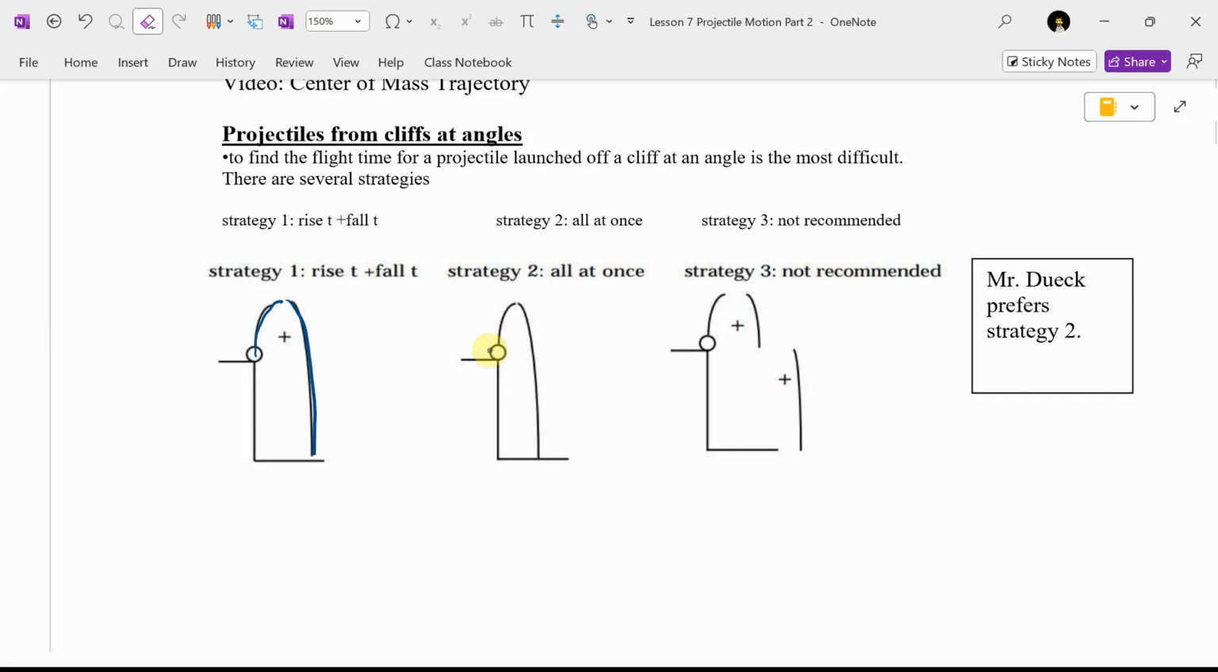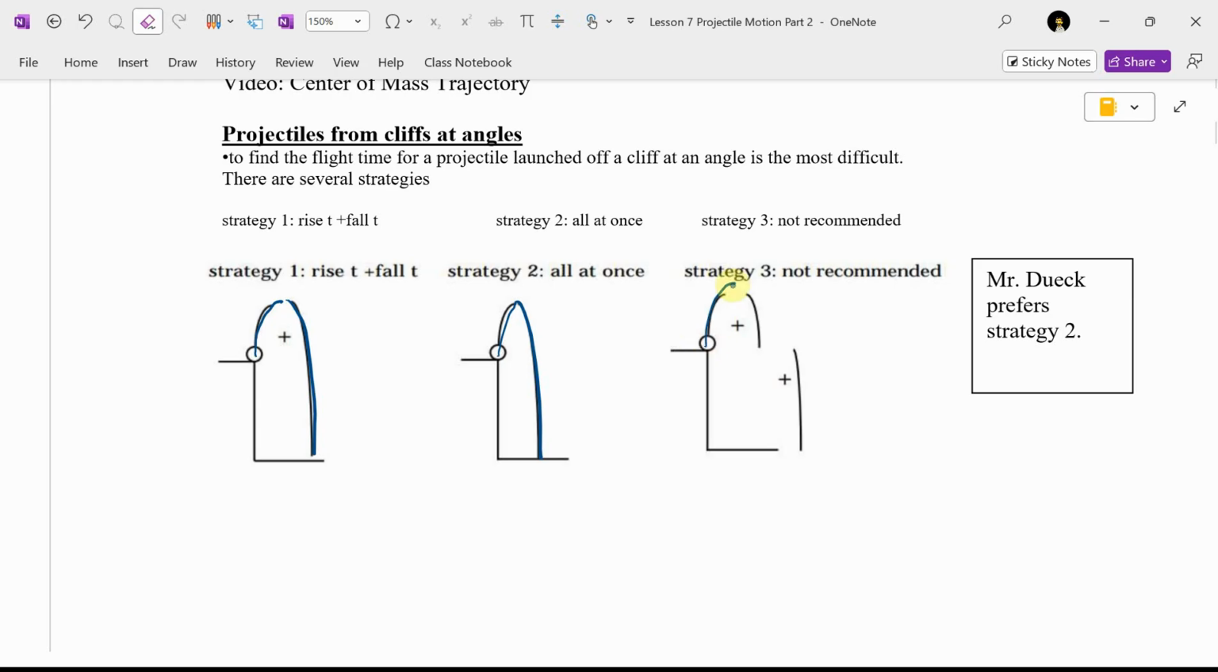Another strategy is to do the whole thing all at once. Yes, you know me enough to know I won't take 3 steps or 2 steps if I can do it in 1 step. That middle strategy is going to require the quadratic formula. Strategy 3 I don't recommend, but it works.